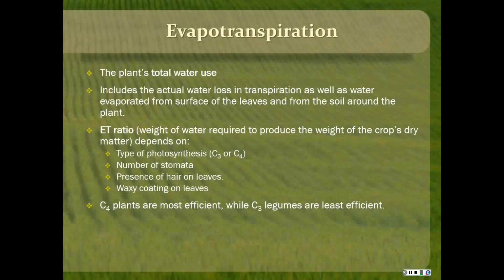And then evapotranspiration is just the plant's total water use. And that includes all the water that is lost in transpiration, but also the water that's evaporated from the surface of the leaves and from the soil around the plant. And the ET, or evapotranspiration ratio, is just the weight of water required to produce the crop's dry weight, the total dry matter weight of the plant during the year. Basically it's the amount of water needed to produce the total crop plant for the year.